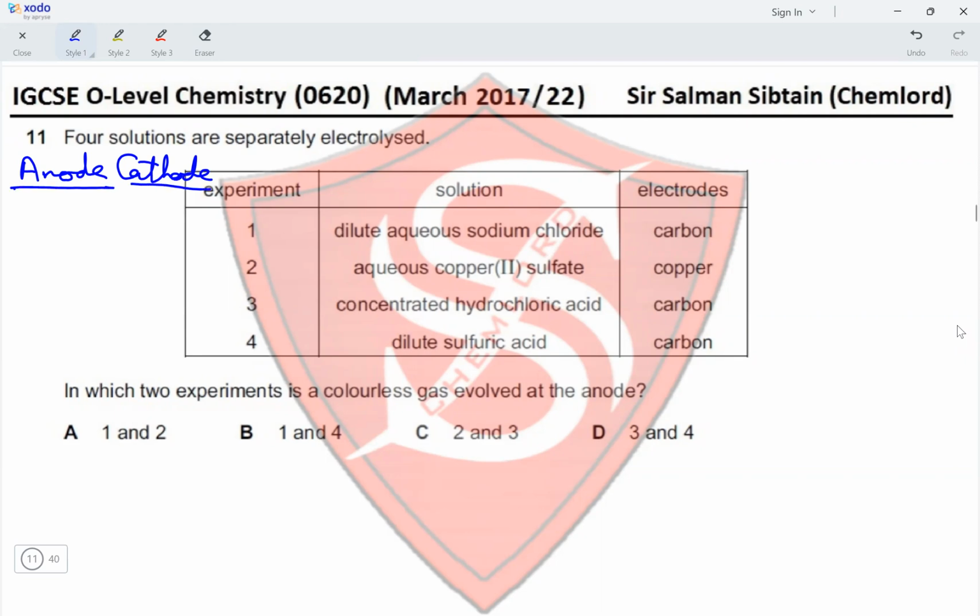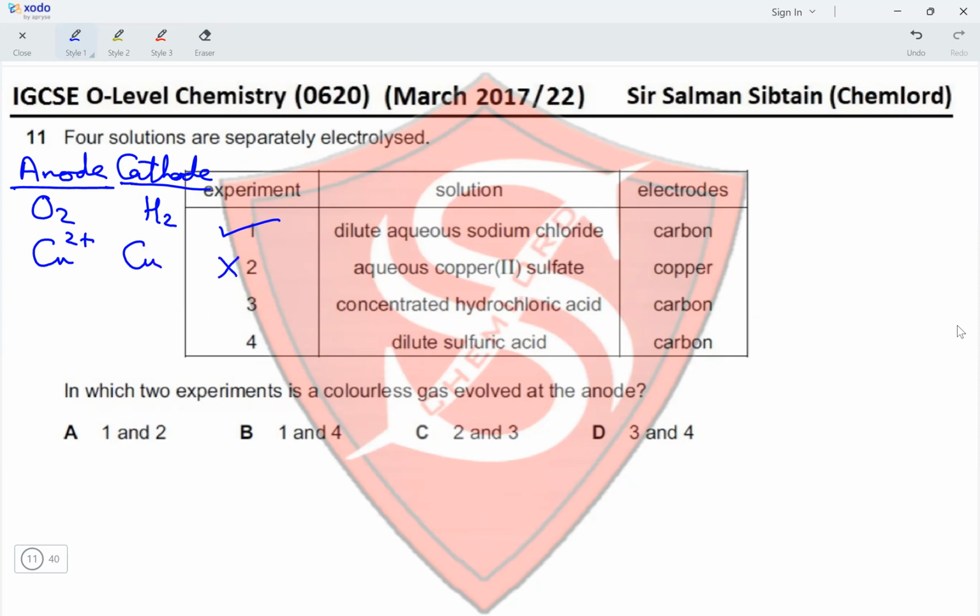So in experiment 1, we've got dilute aqueous sodium chloride and carbon electrode. So anode would have liberation of oxygen gas and cathode would have liberation of hydrogen gas. So this is correct because anode has oxygen gas being liberated, which is a colorless gas. In 2, we've got copper electrodes and aqueous copper 2 sulfate. So at the anode, we would have production of Cu2+ ions, and at the cathode, we would have deposition of copper metal. So this is not it.